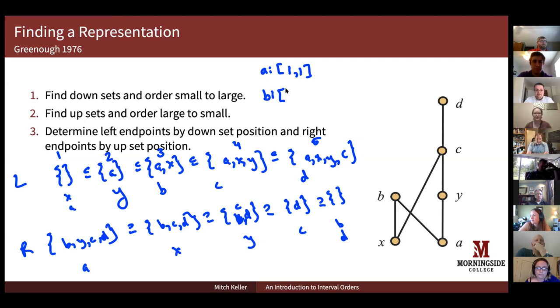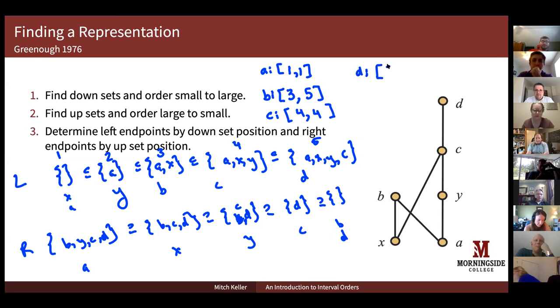B, let's see, it has the third downset and the fifth upset. So the interval for B is the interval from 3 to 5. And that is UPS, but we'll just ignore them. C has the interval from 4 to 4. D is 5, 5. X, left endpoint down here at 1, right endpoint at 2. And Y is 1, 2, 3.